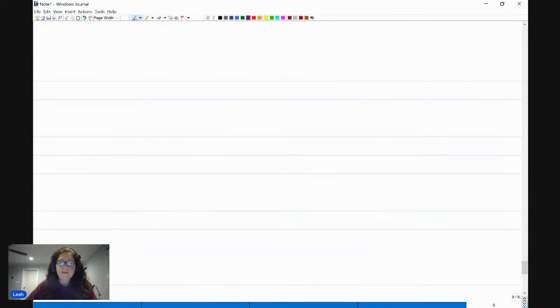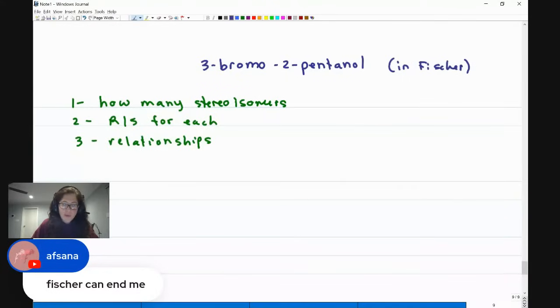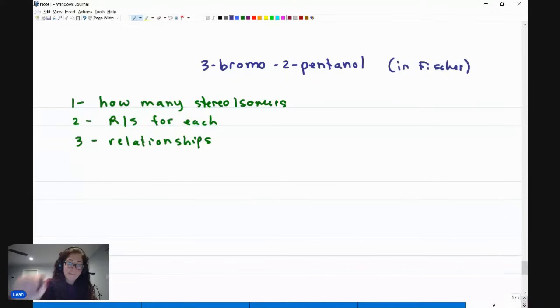All right, how about a torture of a problem for our next one? Is this worthy of a torturous problem in Fischer projections? How about we make it so that Fischer projections do not end you? Are you ready to see that Fischer projections are quite doable? Let's take a look. First thing is I want to see what the heck we're dealing with. So we have a 5-carbon chain with an alcohol on carbon 2 for my 2-ol and a bromine on carbon 3.